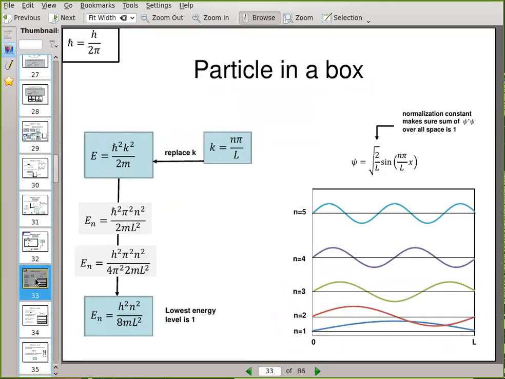Okay, so we've got an energy on the one side and a k on the other side. This was what we got from forcing the boundaries to go to 0 for the sine. This is what we got when we put the psi into the Schrodinger wave equation. If we put the k in there, then k squared means we have to square pi, n and L. But remember that h bar is h over 2 pi, so h bar squared is h squared over 4 pi squared.